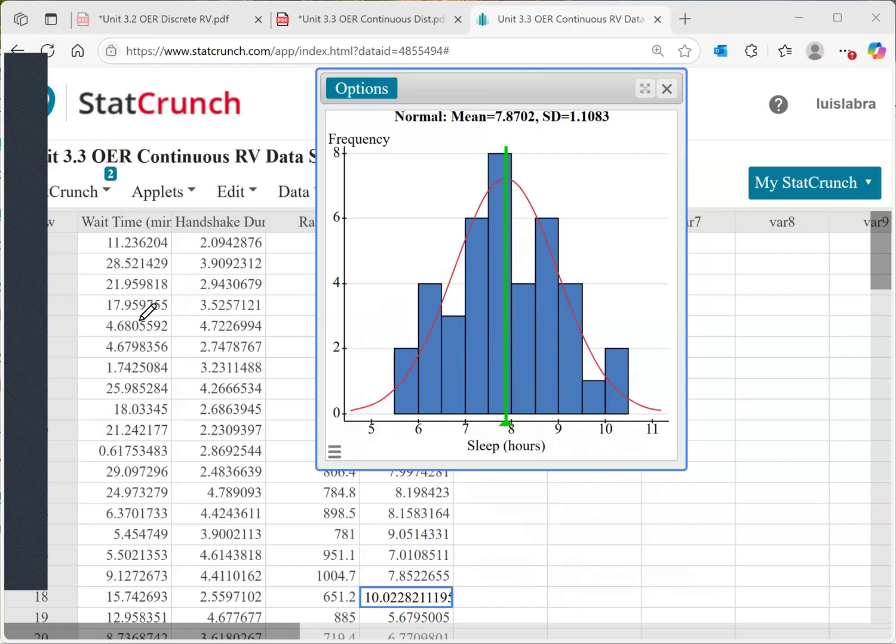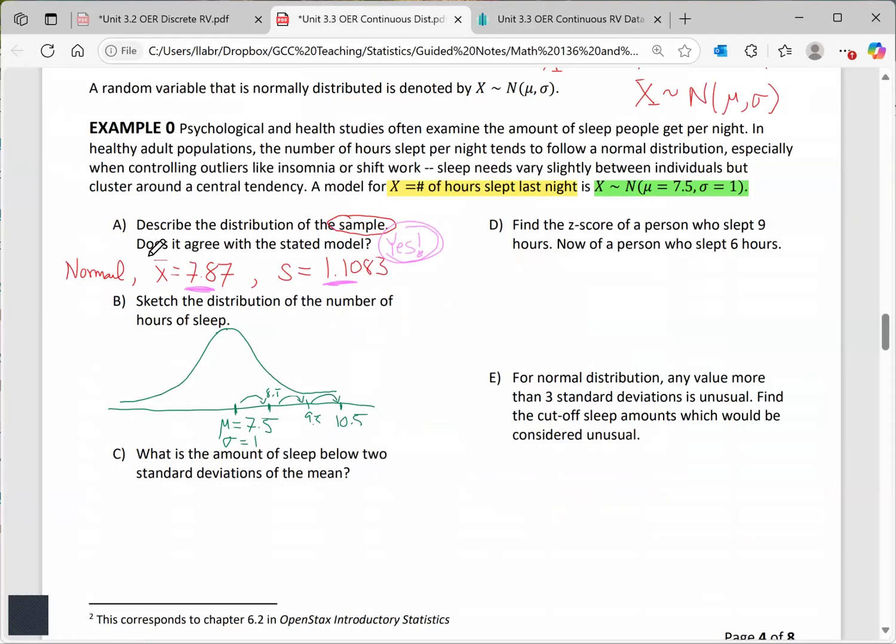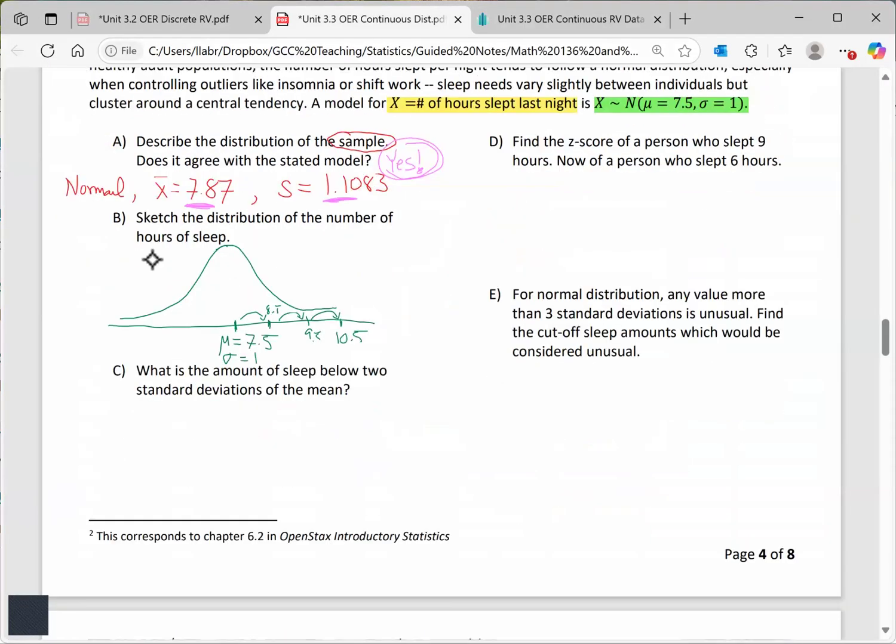All right, and that's pretty much it. We've sketched our distribution, and notice that this is basically describing the behavior of X. So the amount of sleep behaves like this. If you were to take a sample, I can tell you that the values that you observed should be here in your center. All right, let's go ahead and do part C.